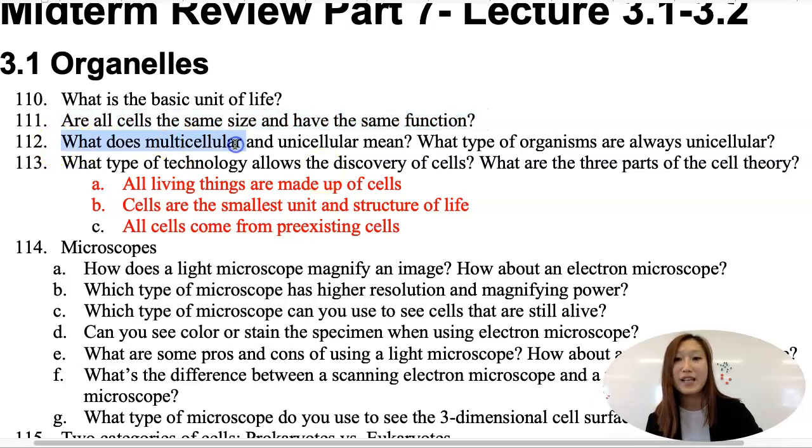What does it mean when we say multicellular versus unicellular? If you have an organism that has multiple cells, then that would be a multicellular organism, such as us. And then we also have something called unicellular, meaning that this one organism only consists of one cell. What type of organisms are always unicellular? Those will be the prokaryotes.